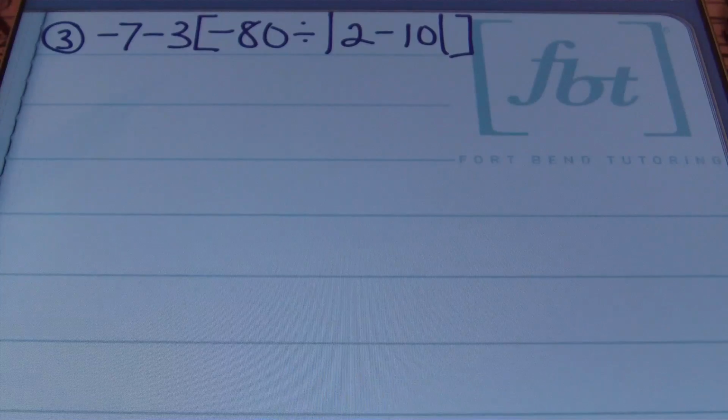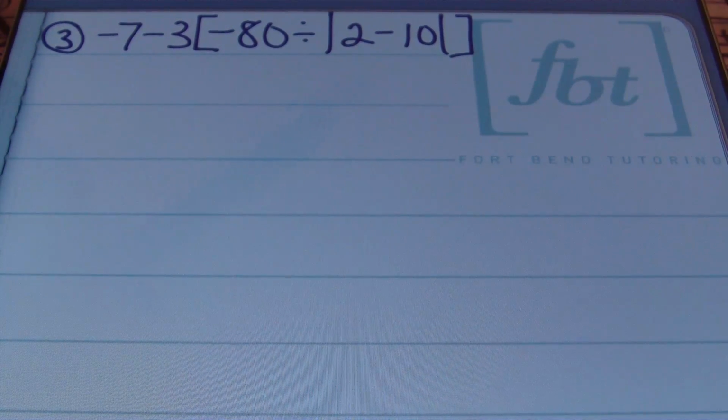Moving on from here, we have negative 7 minus 3 times the quantity of negative 80 divided by the absolute value of 2 minus 10. Yeah, that's problem number 3. We're going to always start inside of the grouping symbols, so that takes us inside of the brackets. Once you enter a set of grouping symbols, you look for another pair of grouping symbols. So the order of operations starts over once you enter a set of grouping symbols.